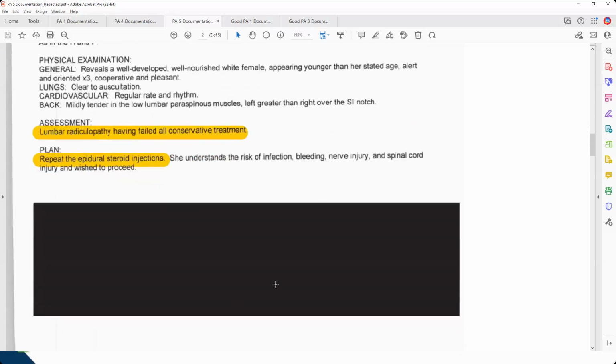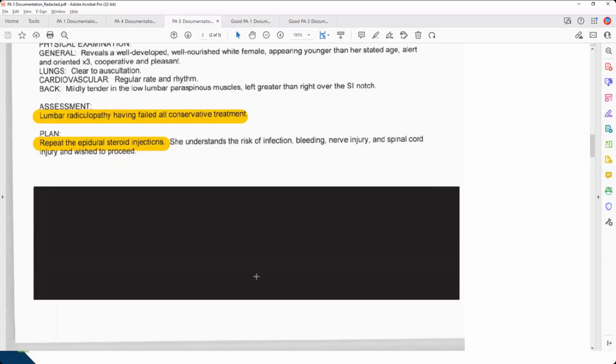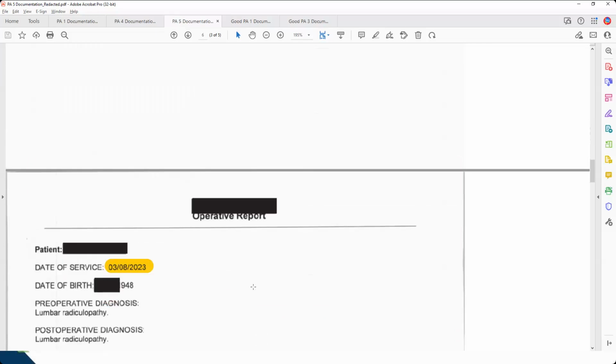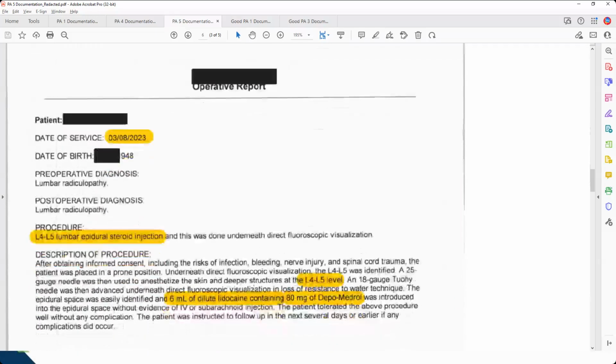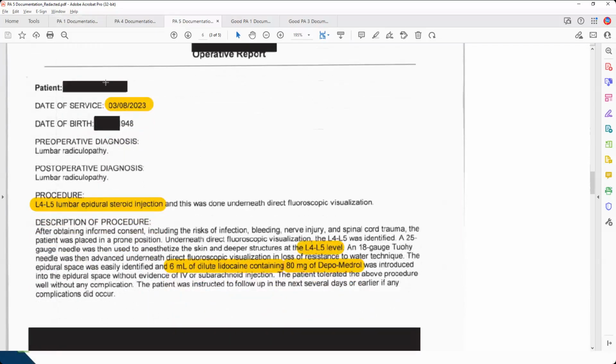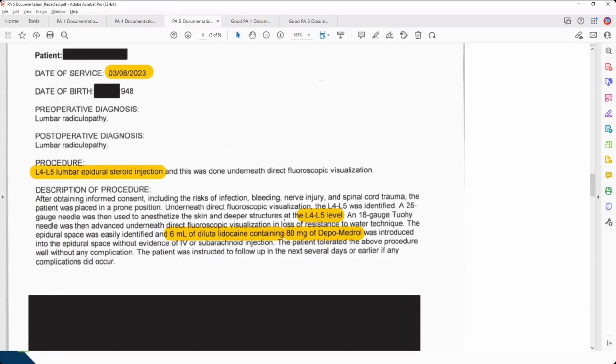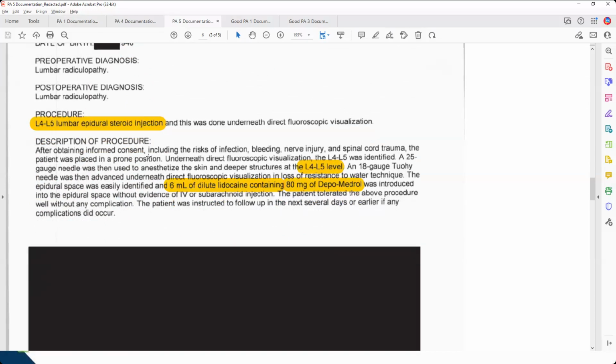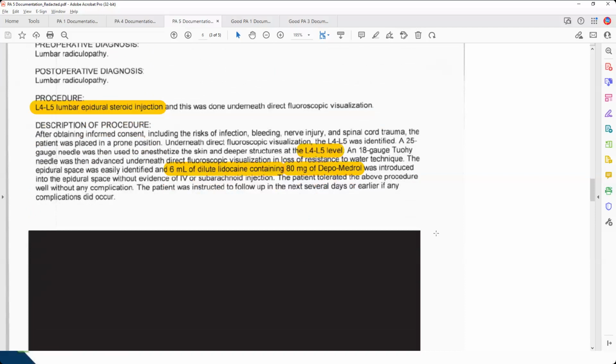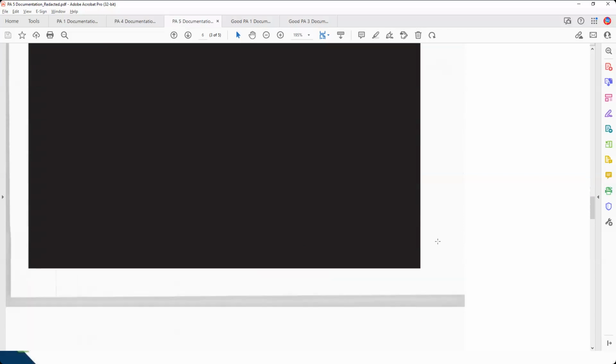As we move on down, we have an op report from that same time period back in March of 2023. L4, L5 epidural steroid injection was done, and a little bit of information about the description of the procedure, that it was at L4, L5, and what kind of solution they injected at that time back in March.